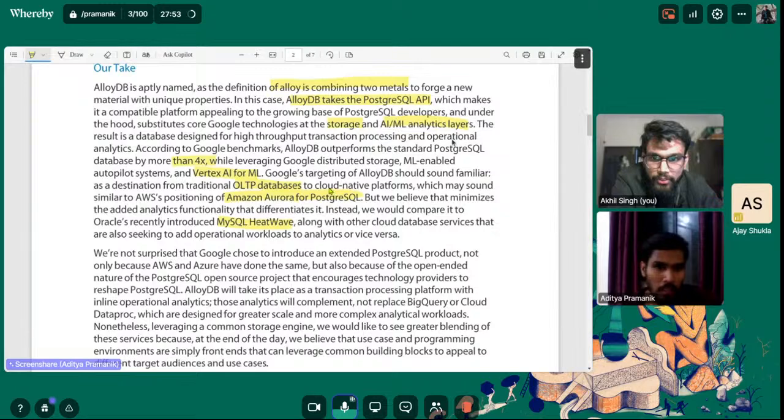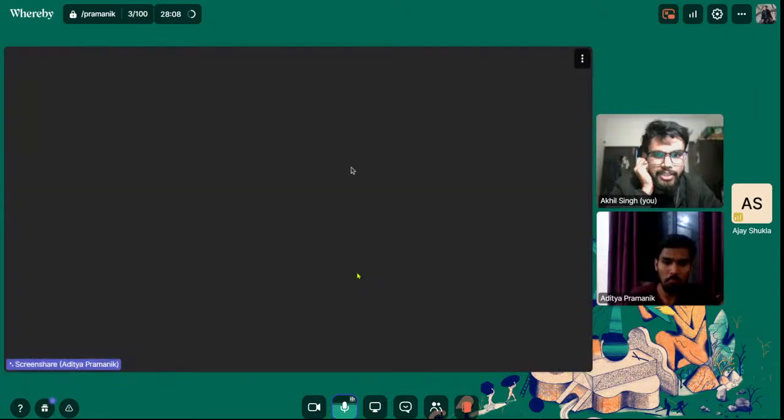Google's targeting AlloyDB should sound familiar as a destination from traditional OLTP databases to cloud native platforms. So OLTP databases means online transactional processing databases like MySQL.